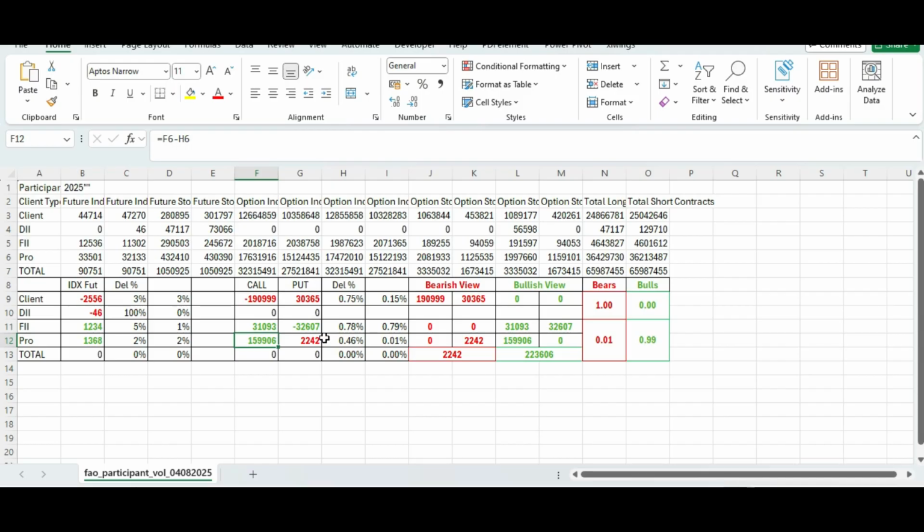So there's been a lot of bullish participation in the market by the major market participants who are FII and Pro, and that is very evident from these numbers. Although they did not participate much in the futures front, they did a lot of participation in the options.